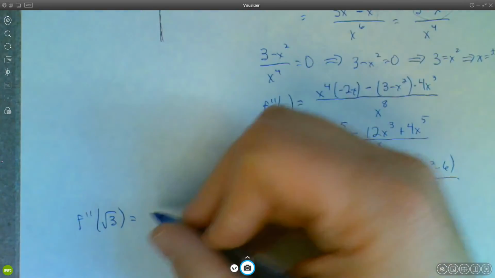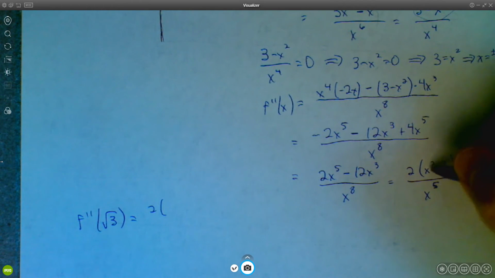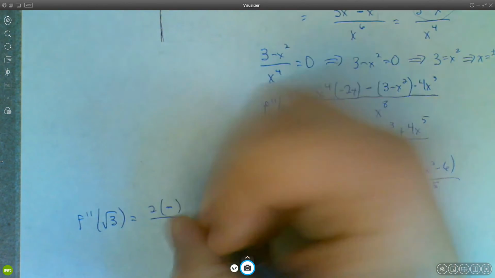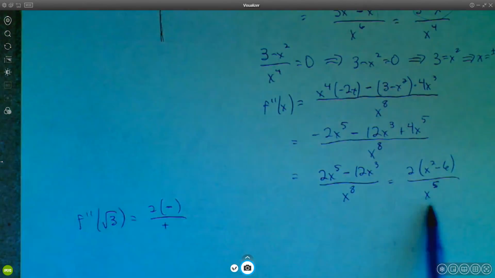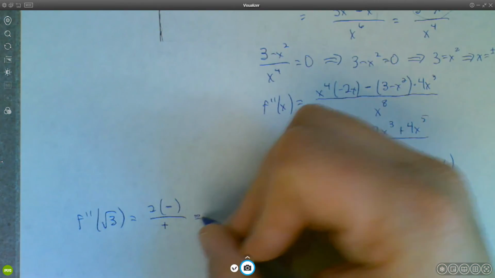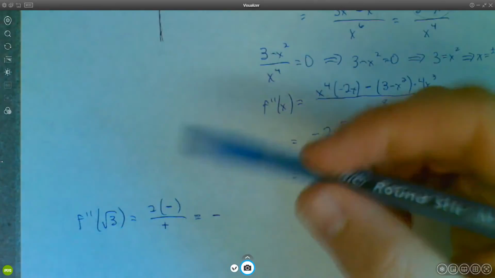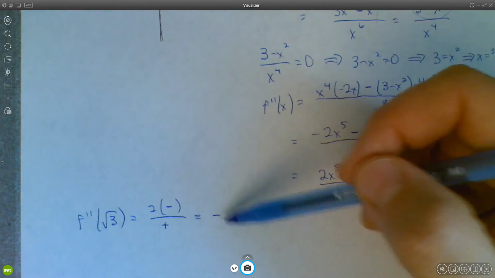I only care about the sign of this answer. So it's going to be 2 times a negative number. Square root of 3 squared is 3, and 3 minus 6 is negative. So it's going to be 2 times the negative divided by a positive, because square root of 3 to the fifth power is positive. This is going to be negative. That's interesting, right? That tells me that at x equals square root of 3, f of x is concave down.